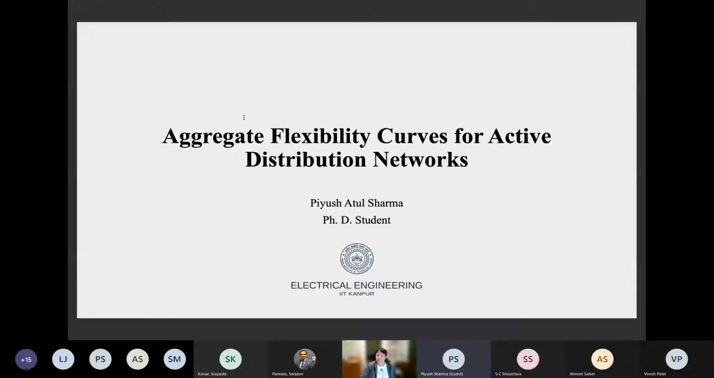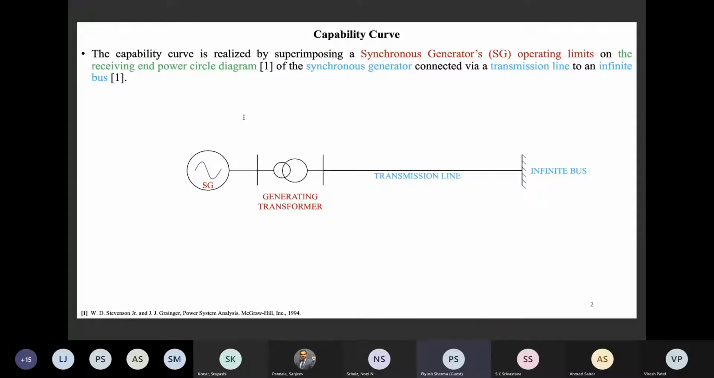Today I'll present a few ideas on how to obtain aggregate flexibility curves for active distribution networks. So the concept originated, the basic motivation was the capability curves. The way the capability curves are obtained for synchronous machines, it is essentially the receiving end power circle diagram of a synchronous generator or synchronous machine connected via a transmission line to an infinite bus. First, we obtain the receiving end power circle diagram, and then we superimpose operating limits of the synchronous generator on that power circle diagram to get the capability curve.